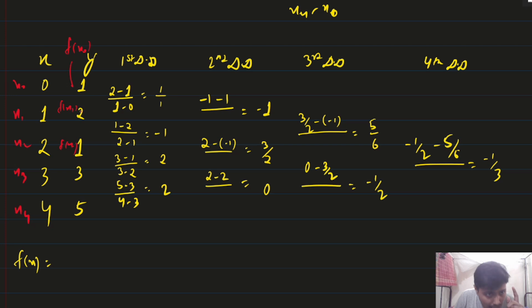See, f of x1 minus f of x0, 2 minus 1, divided by x1 minus x0, 1 minus 0. So here the value is 1. Similarly, 1 minus 2 divided by 2 minus 1, that is minus 1. So the first divided difference is very easy. How to find the second divided difference? See, from these two values, minus 1 divided by, now see, we have to find x2 minus x0. So 2 minus 0 we will write in the denominator. So it will be minus 2 by 2. So the answer we got is minus 1.